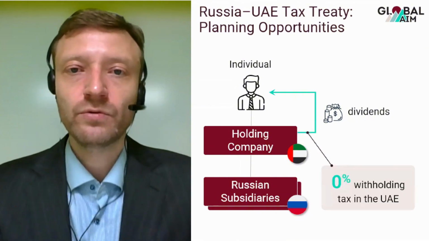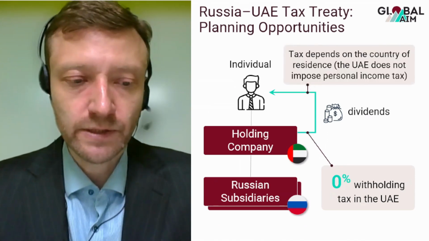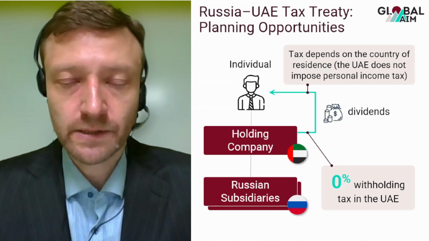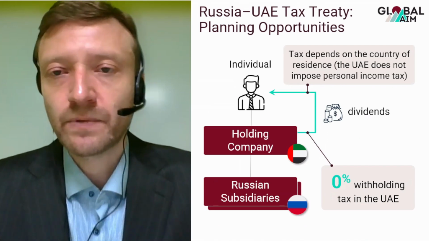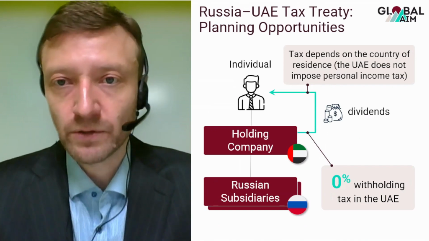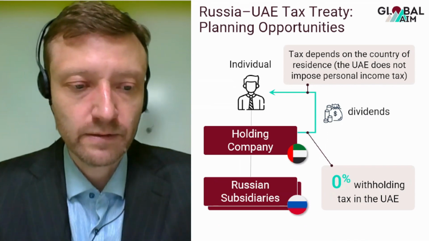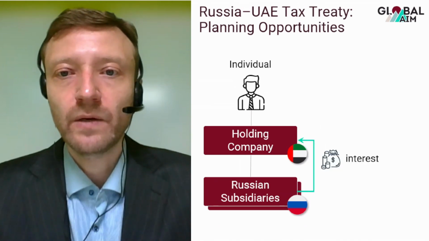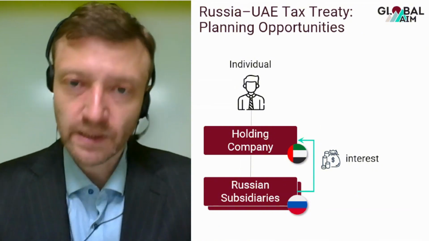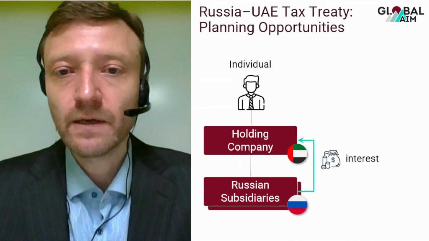And if an individual, as is shown on this slide, receives dividend income from the holding company, then the tax implications depend basically on the tax status of this individual. Depends on his or her personal tax residency status. In the United Arab Emirates, there is no withholding tax on dividends whatsoever. A 0% withholding tax rate is imposed in the United Arab Emirates, which is good news. So the structure with the holding company in the UAE seems to be tax efficient, provided that in the structure tax treaty benefits can be claimed by the Russian subsidiaries.